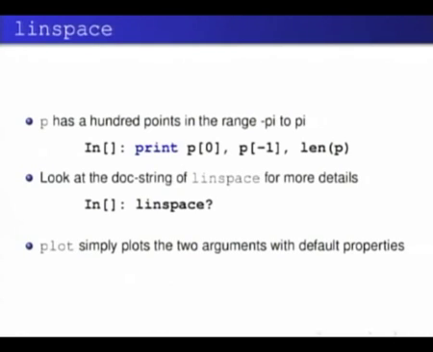Plot simply plots the two arguments with default properties. If you ever had to plot in other languages, you would have seen how much work it is in those languages and how simple it is in Python. Now, we noted that plot simply plots with default properties, which gives rise to the natural question: can we override those properties? Yes, we can, and we should often do that, and that is for dressing up or embellishing your plots. Try out the commands here.